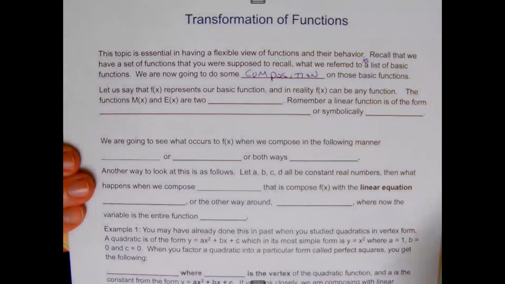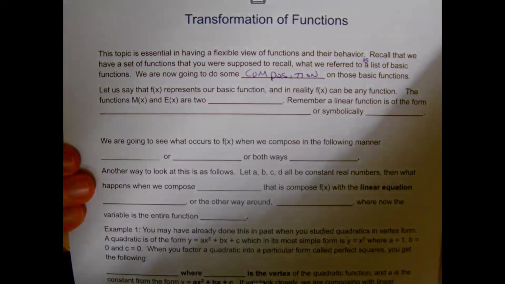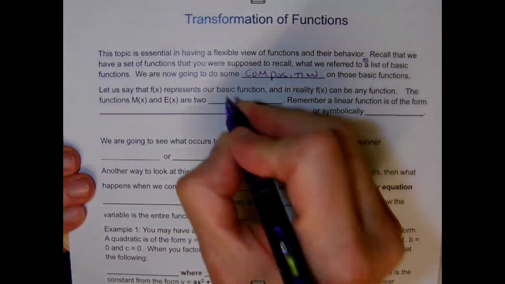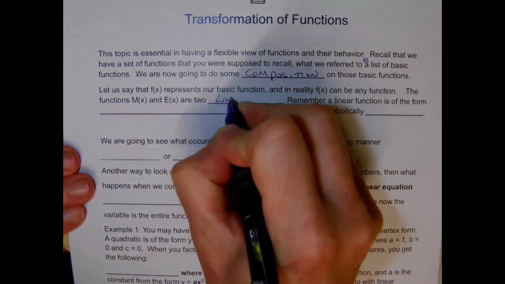Of those basic functions. Now let us say that f of x represents our basic function. And in reality, f of x can be any function. The functions m of x and e of x are two linear functions.